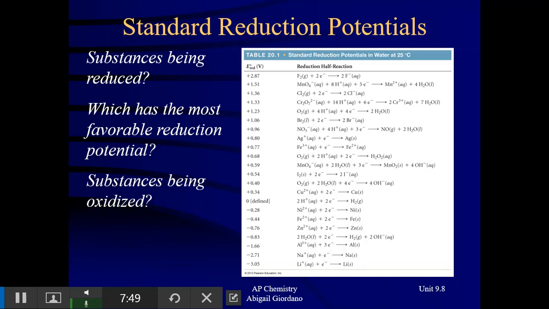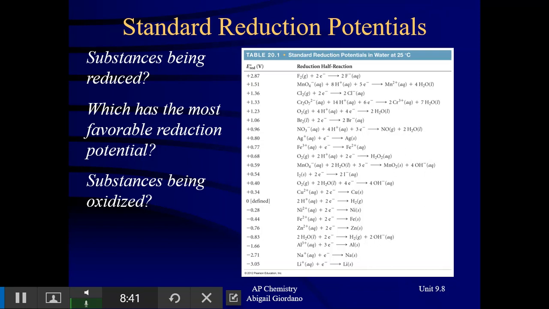Now, if you'll recall, guys, a galvanic cell or any redox reaction has something being reduced, but it also has something being oxidized. Is there another table that has oxidation half reactions? No. How do you turn a half reaction that is written as a reduction into an oxidation? You flip it around. You reverse the arrow. So that first reaction at the top, if I flip it around, would be written as 2F⁻ yields F₂ gas plus 2 electrons.